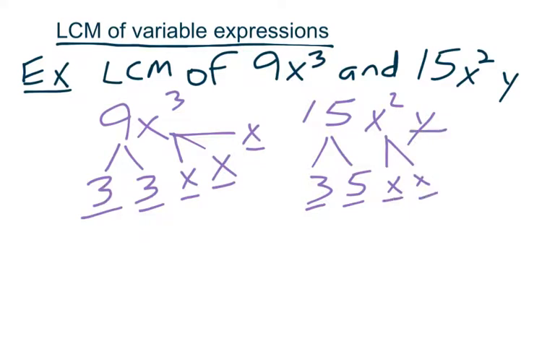So now I'm going to line them up. So I have 3 squared x cubed for the 9x cubed, and then for the 15x squared y, I have 3 times 5 times x squared times y.